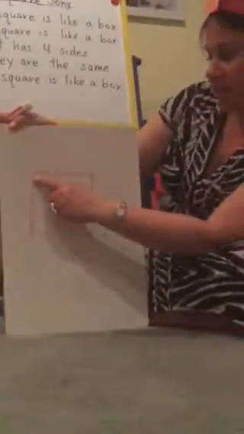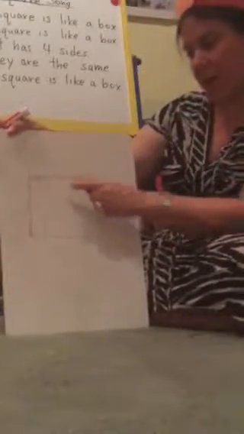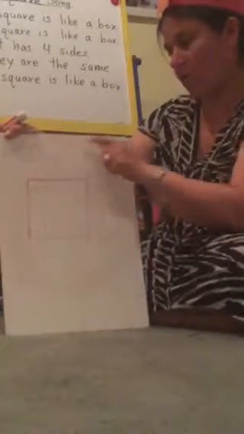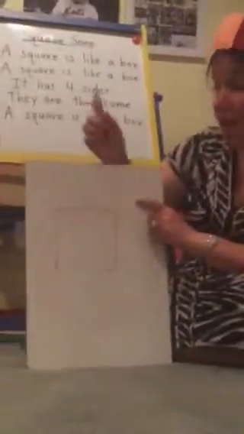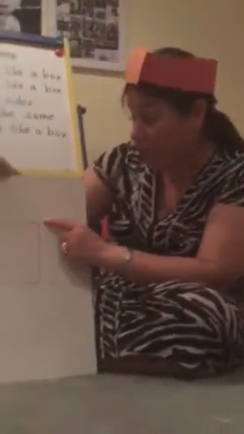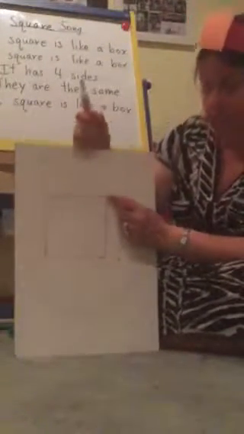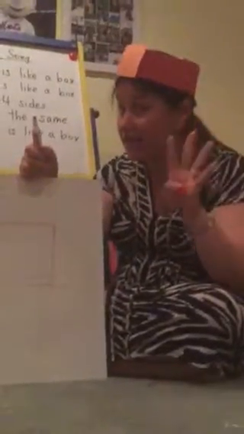Let's trace it with our fingers here. Watch what I'm doing as I'm tracing it along. Here we go. I'm going to do it one more time. 1, 2, 3, 4. All 4 sides are the same, and they're all touching each other. They're all connected too. Not only do I have 4 sides, but I have 4 corners. A corner, like here on my board too, is where the 2 sides meet. Let's count the corners. 1, 2, 3, 4. So my square has 4 sides, they're the same, and 4 corners.